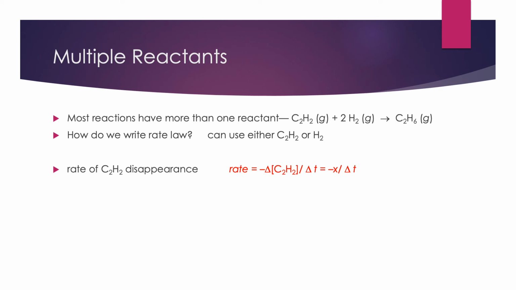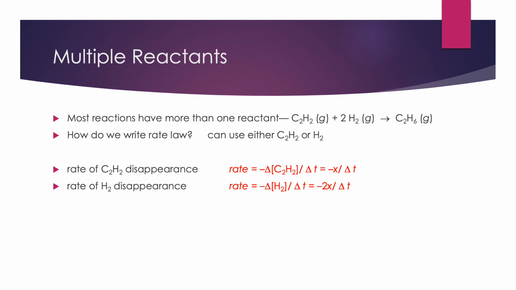So how does that compare to the rate of H2 disappearance? Well, every time one acetylene reacts, two hydrogens react. So if I were to similarly write a rate expression in terms of the change in the hydrogen molecule concentration over delta T, instead of X, it would be minus 2X.